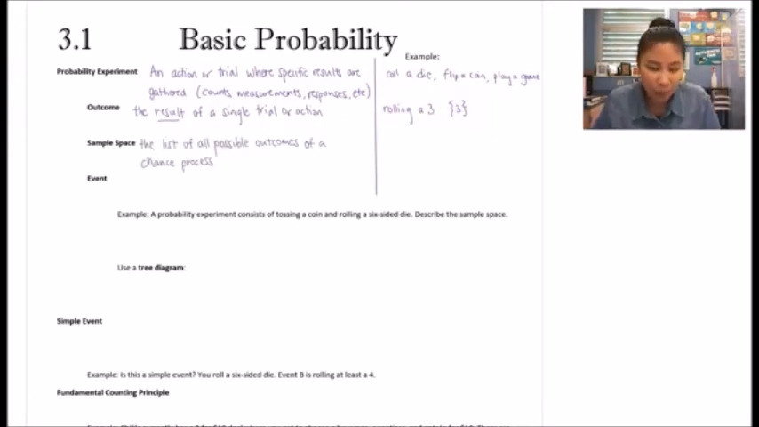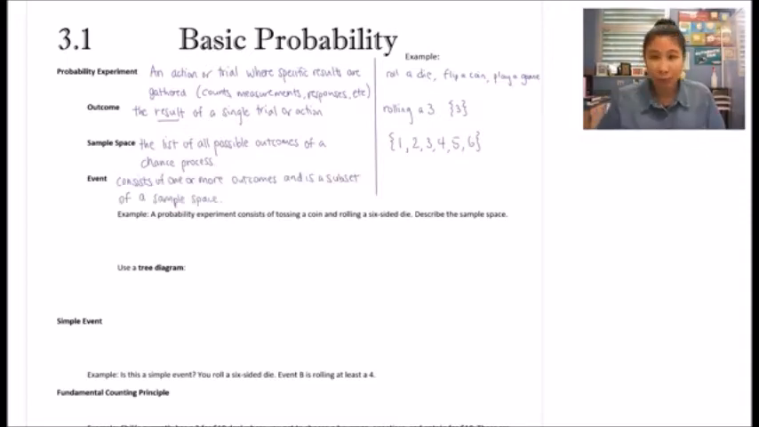So then a sample space is the list of all possible outcomes of a chance process. So if I'm rolling a die, all the possible outcomes could be me rolling 1 through 6. So 1 is a possible outcome, 2 is a possible outcome, 3, 4, 5, 6 are all possible outcomes. Mathematically, when we write it out, we use the squiggly brackets and then we can list out all the different outcomes that would be included in a sample space.